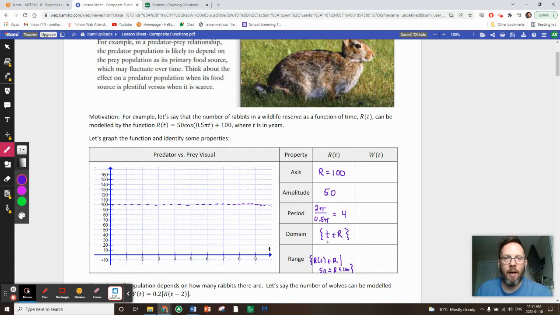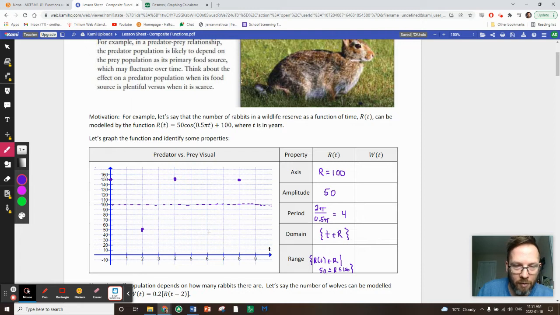Let's graph that and see why. There's no phase shift here, so our cosine function is going to start on the vertical axis, 50 above the axis at that first maximum, so 150. The period is 4 years, so we'll come back to a maximum every 4 years, which of course means we would reach a minimum every 4 years, and that would be 50. Or sorry, a minimum halfway between.